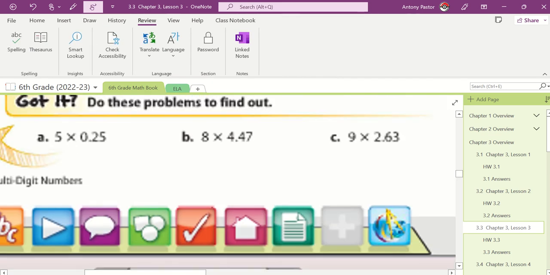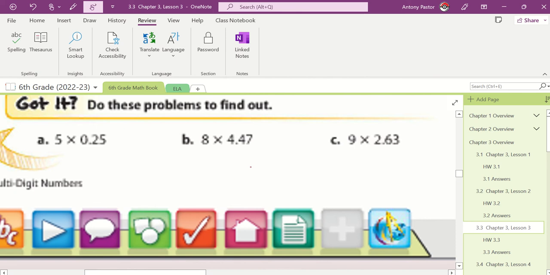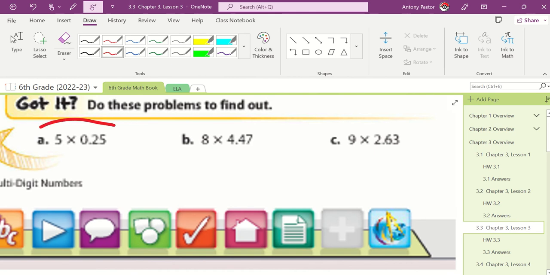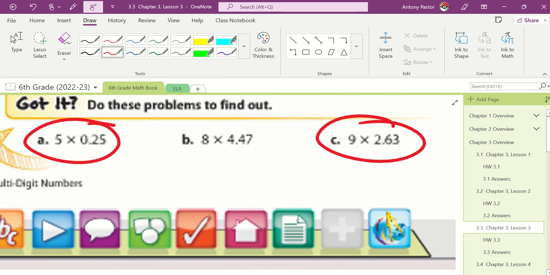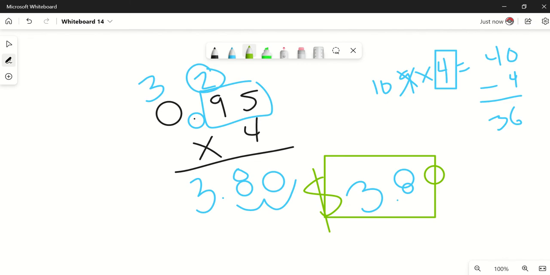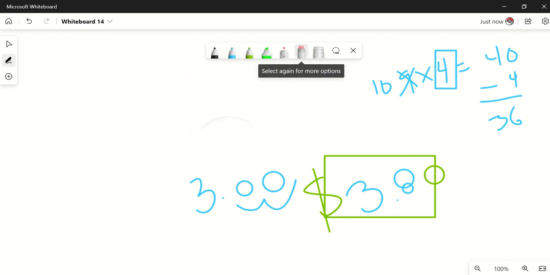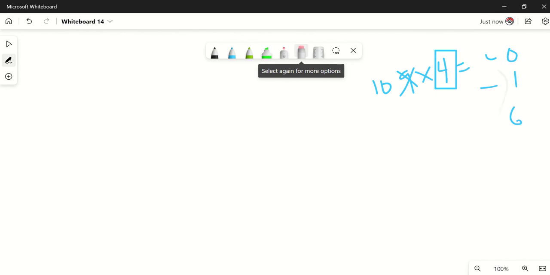All right, let's go ahead and do these got it problems, and then we're going to call this a lesson. We're only going to do a few of these, so I'm going to go ahead and do A and C. A, we'll start off with 5 times 0.25, and 0.25 is the longer number. We want the longer number always on top.